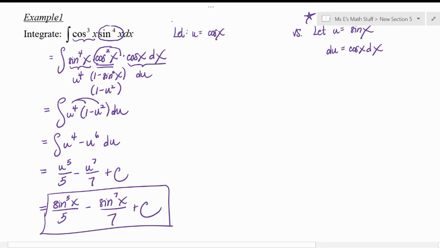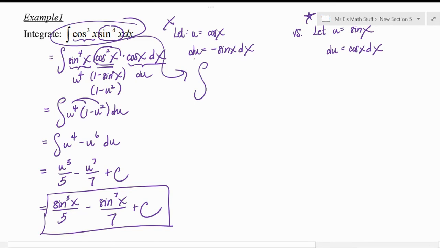Now, before we move on to the next example, I do want to talk with you about why this version right here wasn't going to work. So let's show that. If u is equal to cosine, then du would have been the opposite of sine. If I'd taken this integral and moved things around, I would have had cosine cubed, and then the sine to the fourth I would have had to split up as sine cubed x times sine x dx. The reason I do that is because I'm trying to have somewhere to put negative du.